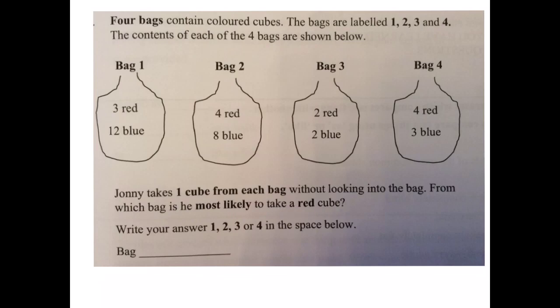Okay, so a little bit like our previous question. Bag 1, he has 15 cubes. 3 of them are red. Bag 2, he has 12. And of the 12, there are 4 red. Box 3, there are 4 and 2 are red. On box 4, there are 7 and 4 are red. And we're asked to work out which one is he most likely to choose a red cube from.